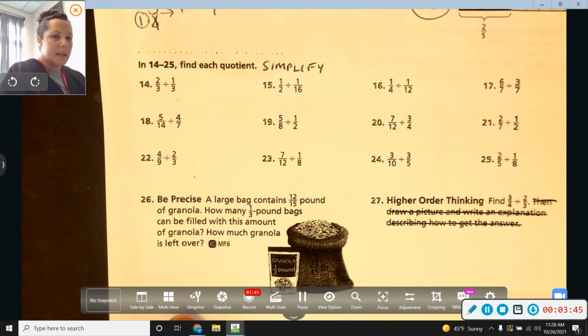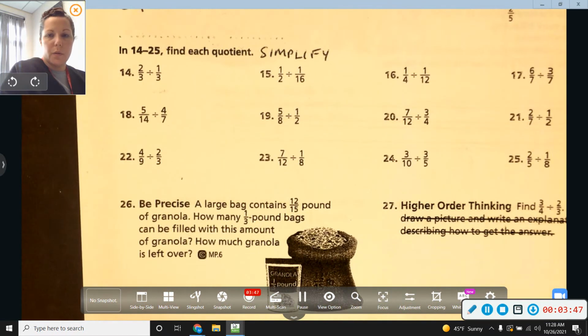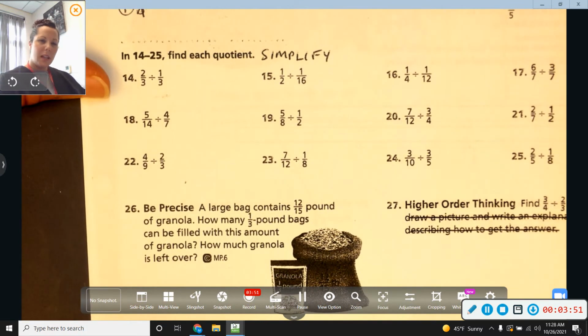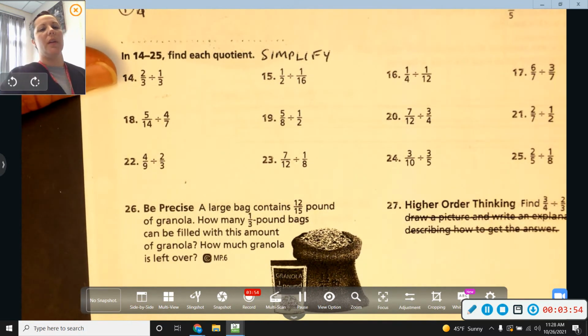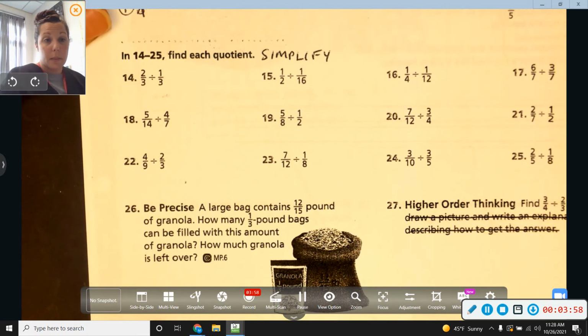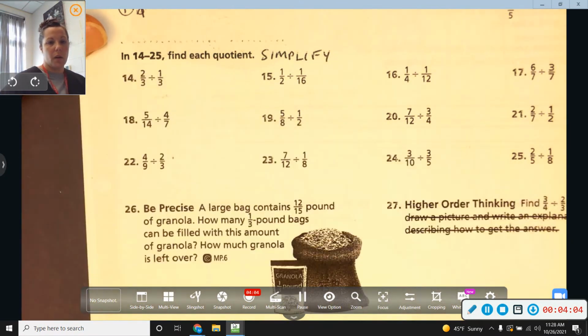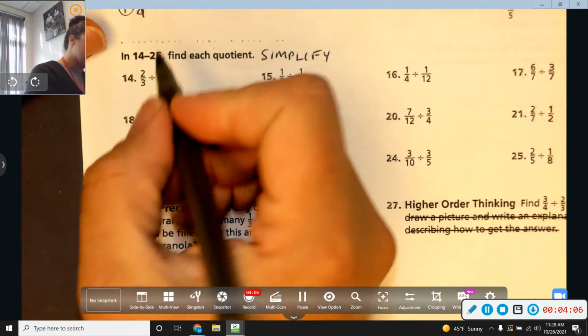So this next spot, 14 through 25, I can do. Okay, there's not a lot of room here, so if you feel like you need more room, then you're going to have to just write it on another piece of paper, okay? On a graph paper or something like this. Alright, I'm going to just do it right here on this paper.